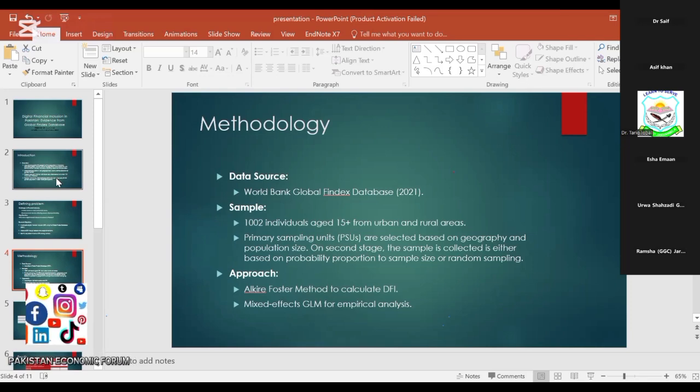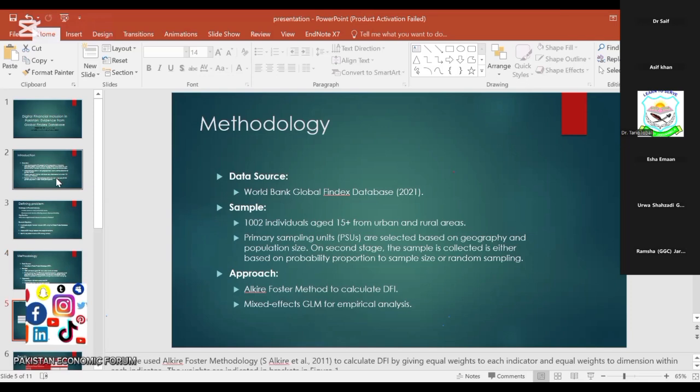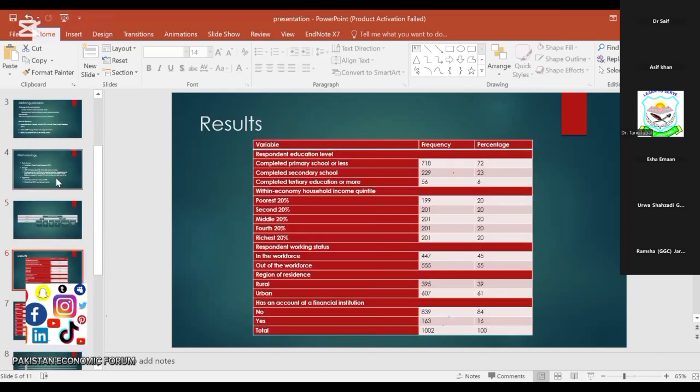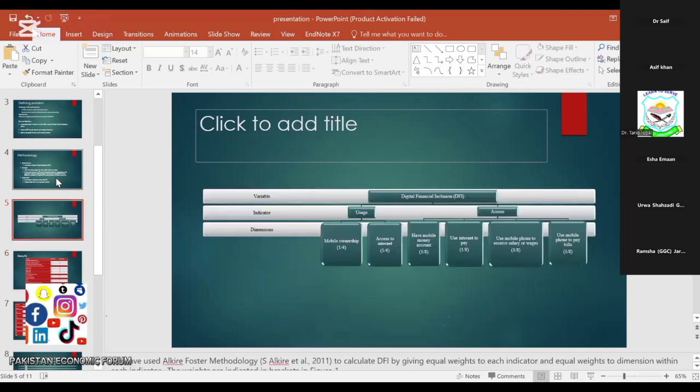And after making that index, we saw the effect of different variables on DFI through a mixed effect linear model for empirical analysis. So this is important, that we use this methodology. DFI is the variable which has been constructed through two indicators, usage and access. Usage has 2 dimensions, whereas access has, no, 4 dimensions, and each carries equal weight.